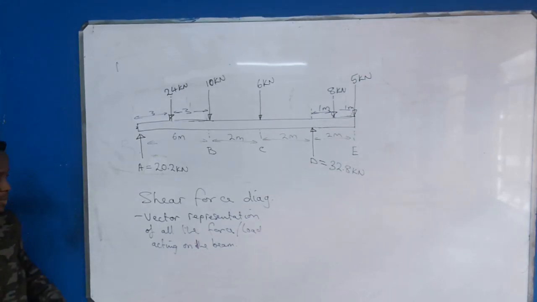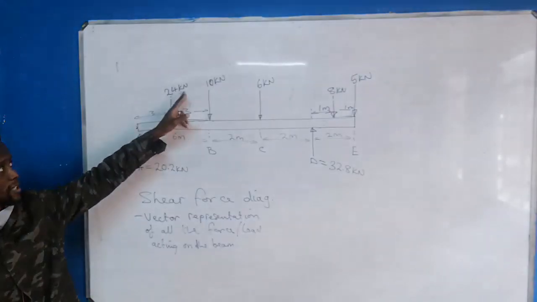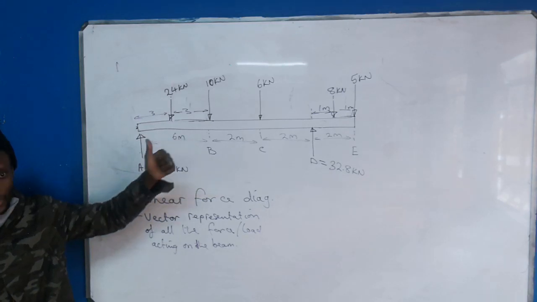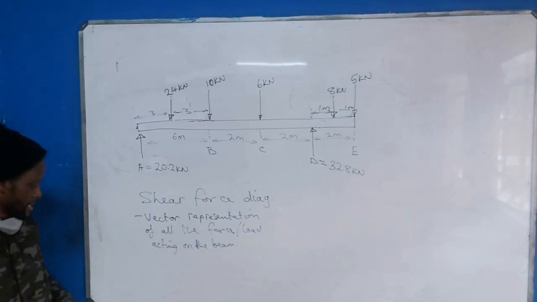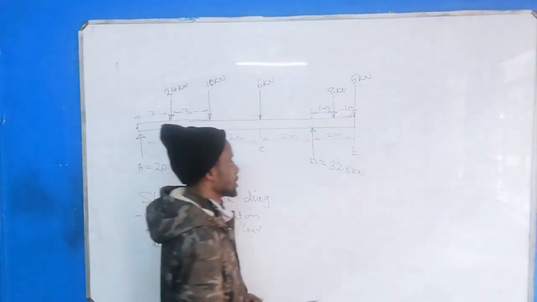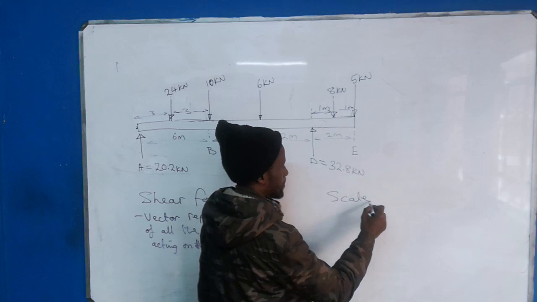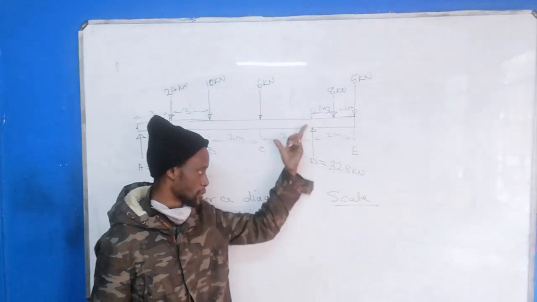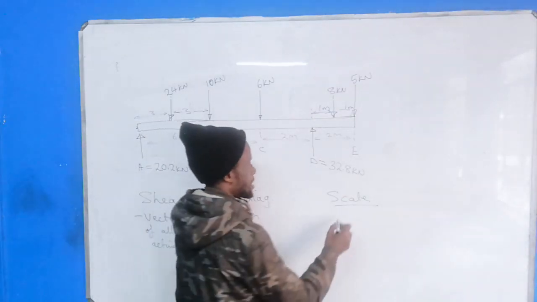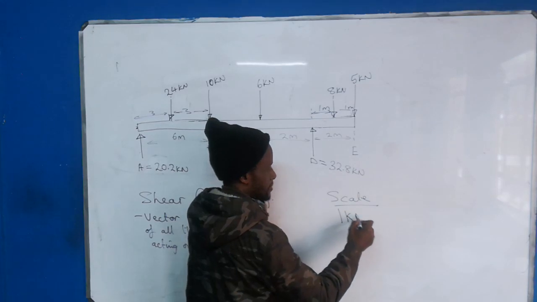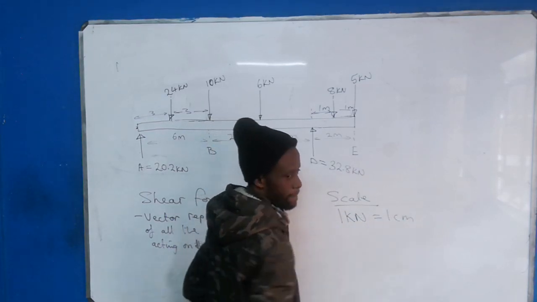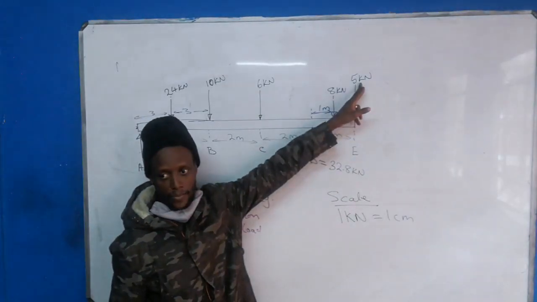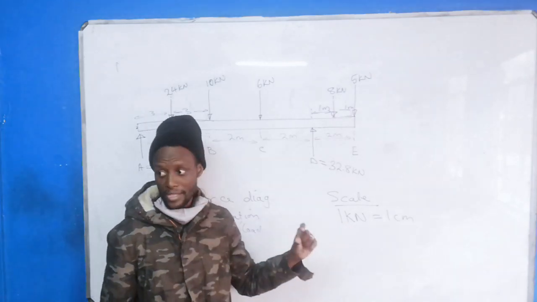Now we are drawing lines, which means your ruler does not have kilonewtons. What your ruler has is centimeters. What you're drawing on your paper is centimeters. So before you draw, you need to create a scale. They'll ask you, using a suitable scale, your own scale, draw the shear force diagram. What you will say is that I have my kilonewtons on this side representing 1 centimeter. Don't write this one first. What this means is that if I've got 5 kilonewtons on my paper, I will draw 5 centimeters.